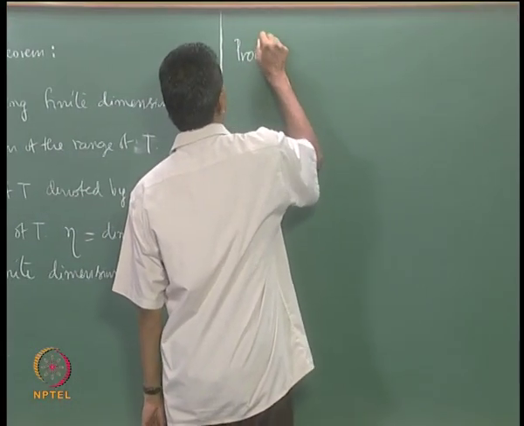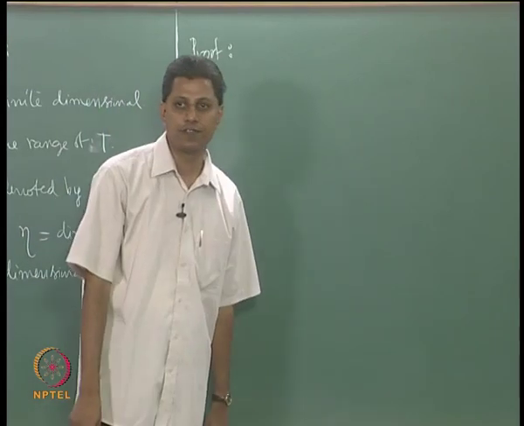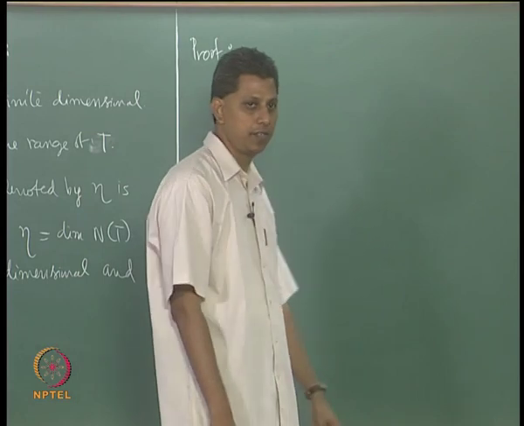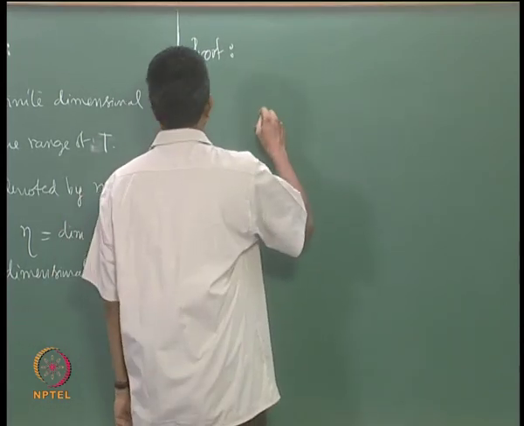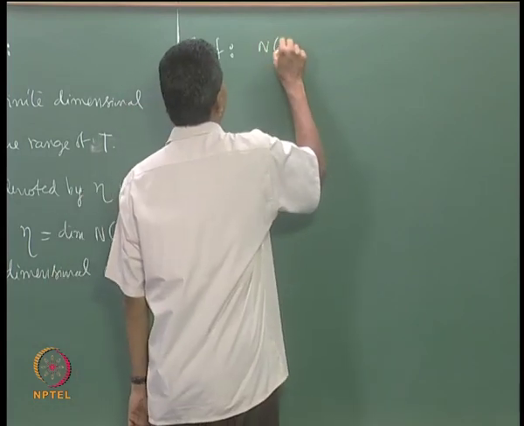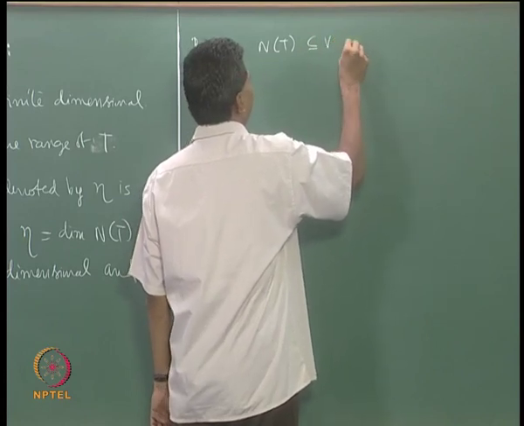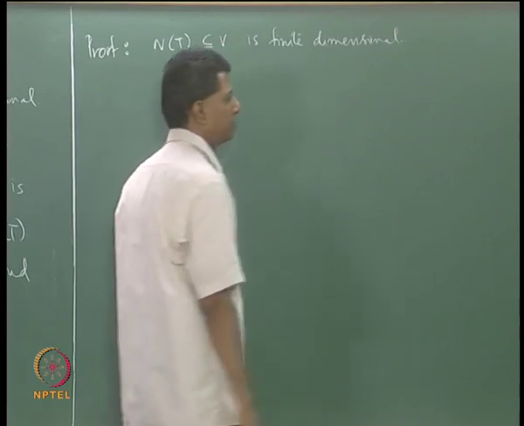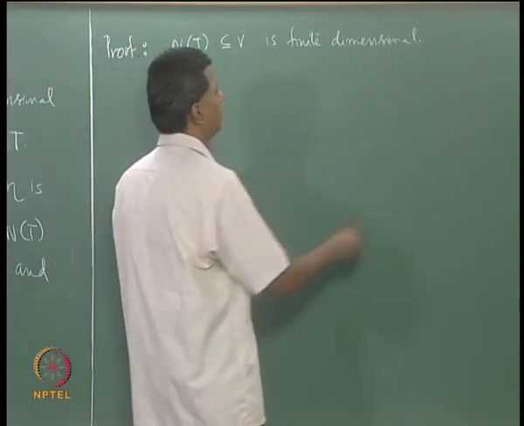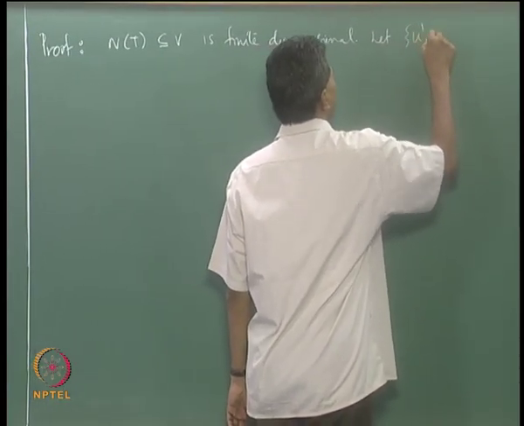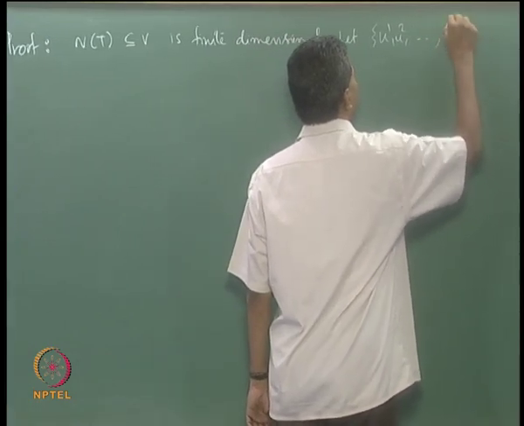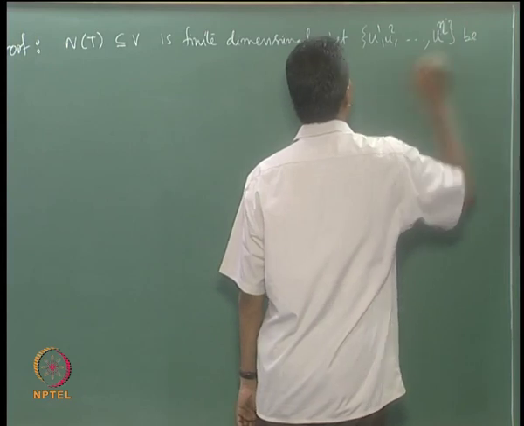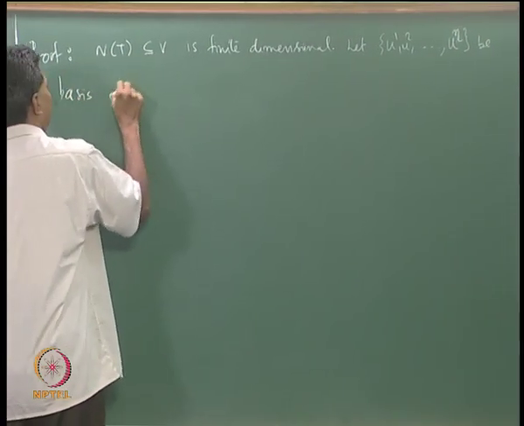Let me first discuss the proof. I want to make use of the fact that any linearly independent subset of the vector space V can be extended to a basis of V. So let me start with the null space of T. What I know is that the null space of T, being a subset of V, must be finite dimensional. So I will take a basis consisting of finitely many elements. Let u1, u2, etc., u eta be a basis of the null space of T.